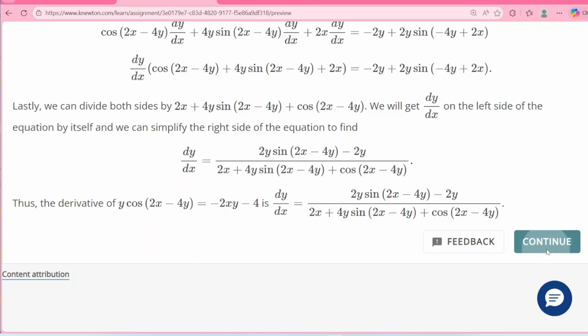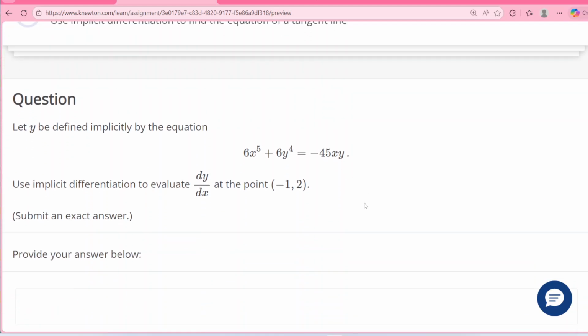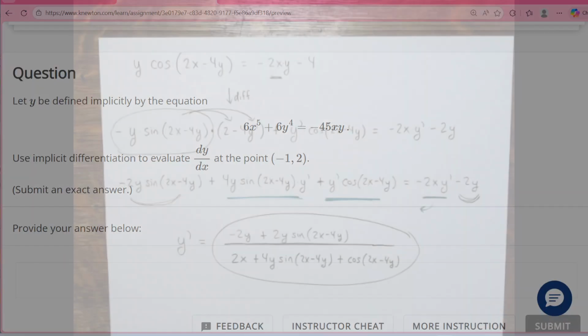Okay, and then we got equation of a tangent line once again. So now this one, well, they just want dy dx at this point. All right, so they don't even want the equation of the tangent line. They just want you to evaluate dy over dx, y prime, right? What's the slope of the tangent line at this point, -1, 2 on the graph of this curve? So just the slope.